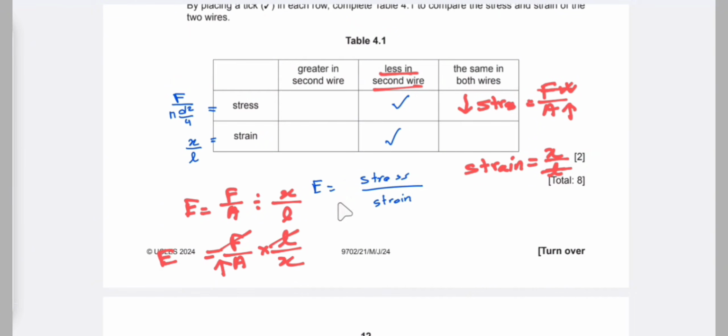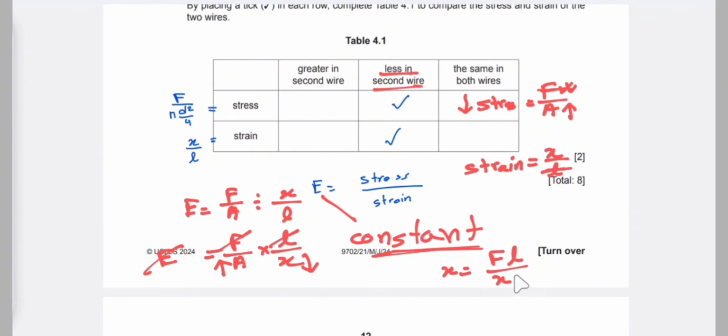Now Young modulus is always a constant, so it is the same. Since Young modulus, force and length are same, if the area increases, the extension must decrease. If we rearrange, extension is equal to force into length by area into Young modulus. So if the area increases, then the extension obviously decreases. So the extension for the second wire is less. So strain is equal to extension by original length.